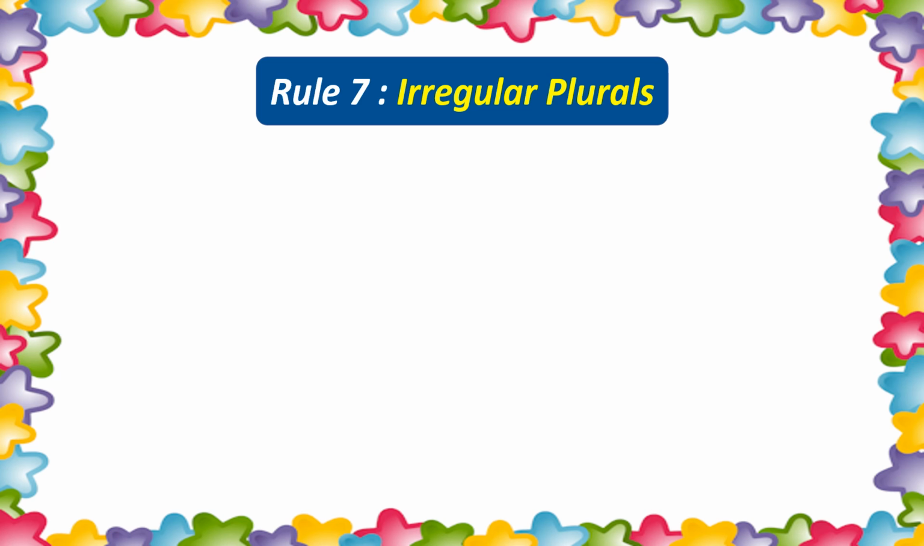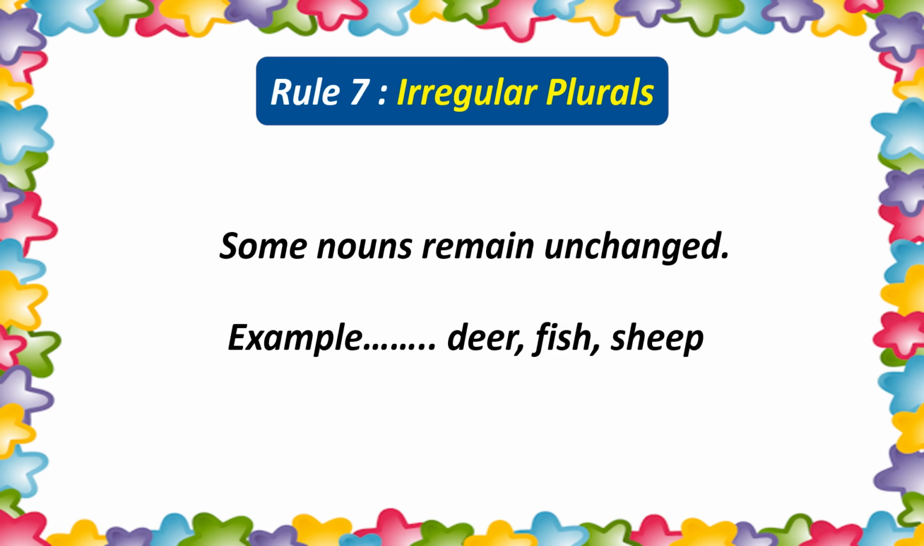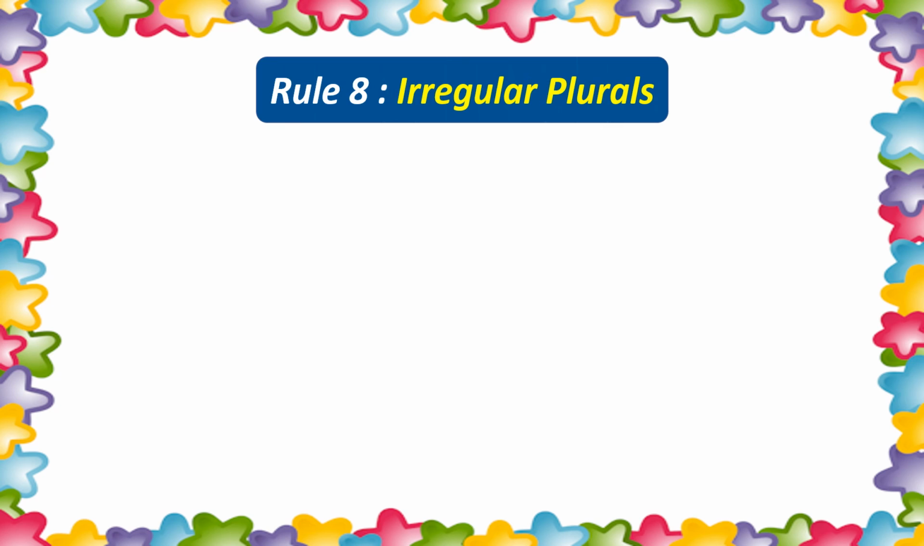Rule 7. Irregular plurals. Some nouns remains unchanged, means whether they are singular or plural, the words remain same. Example: deer, fish, sheep.